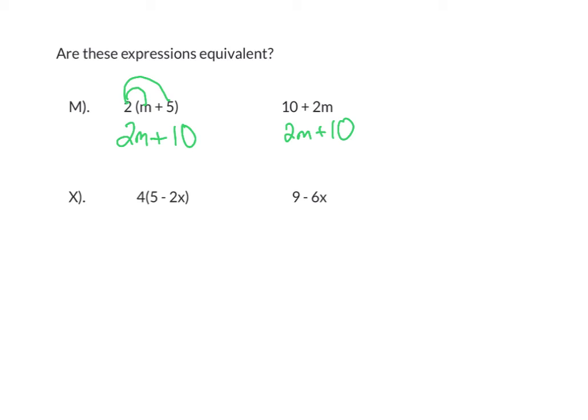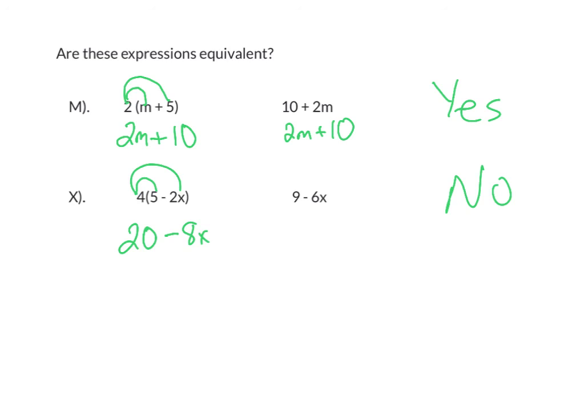Try example X. Is 4 times the quantity 5 minus 2x the same thing as saying 9 minus 6x? In this case, the answer is no. If I'm going to use the distributive property, 4 times 5 is 20, and 4 times minus 2x is minus 8x. That is definitely not the same as 9 minus 6x.